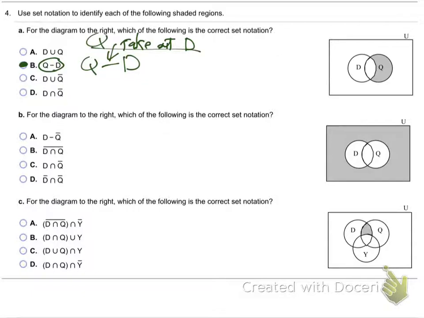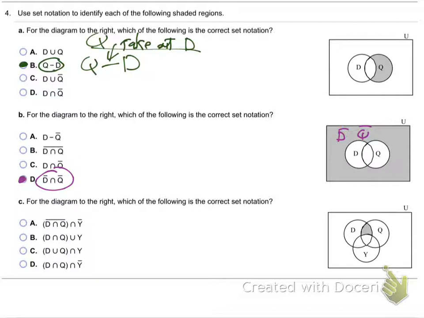All right, let's try part B here. Now notice they've shaded only the outside. So in other words, if you think about it, this is the not D area, and it's also the not Q area. It's where the not D and the not Q overlap.